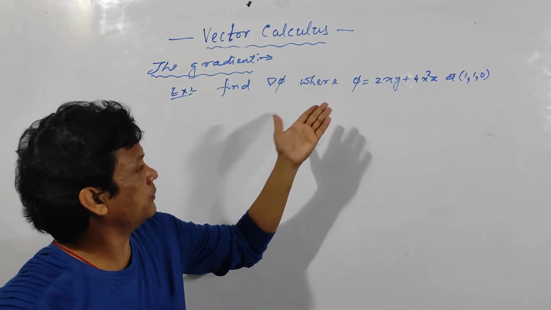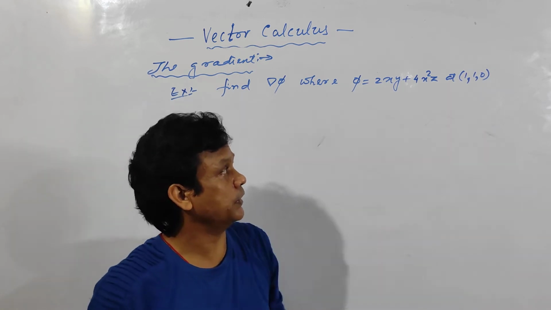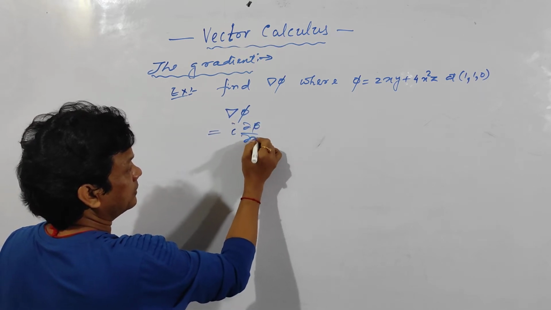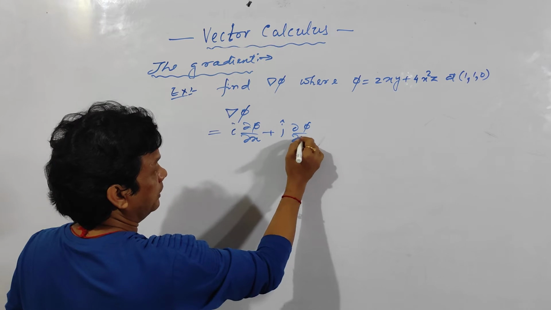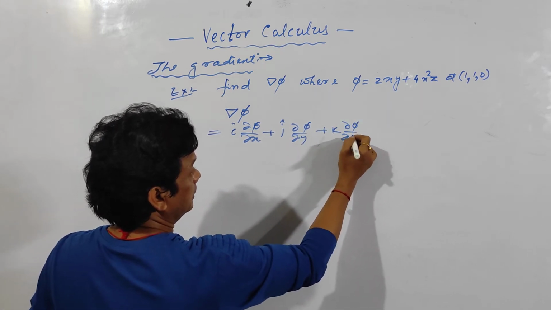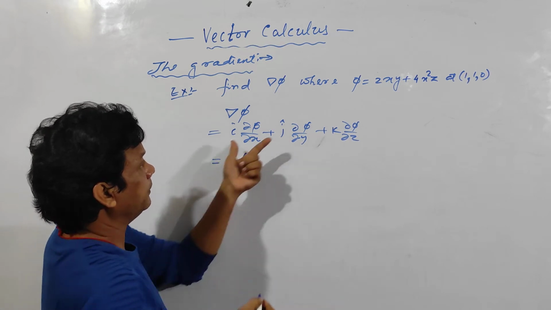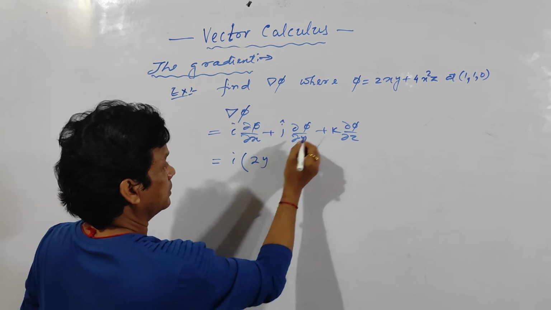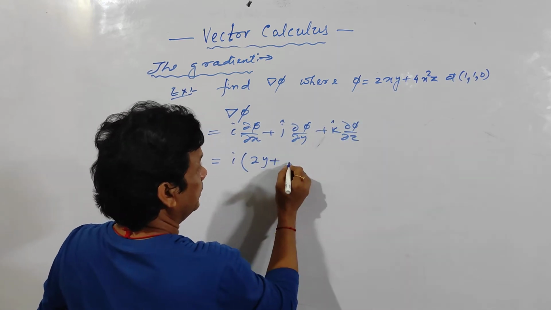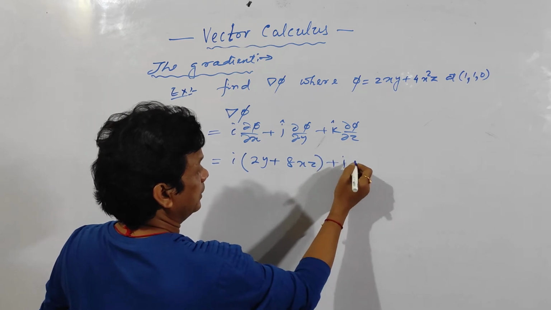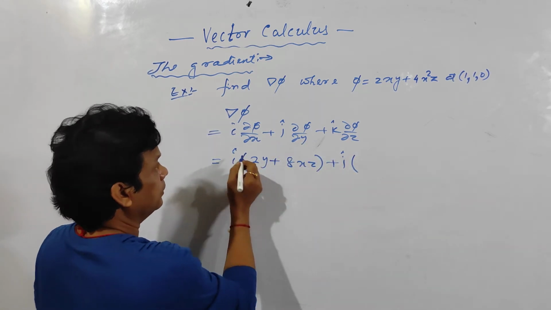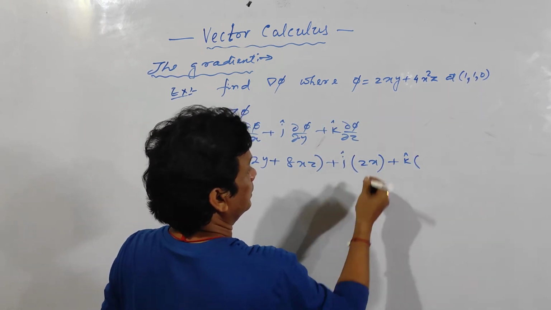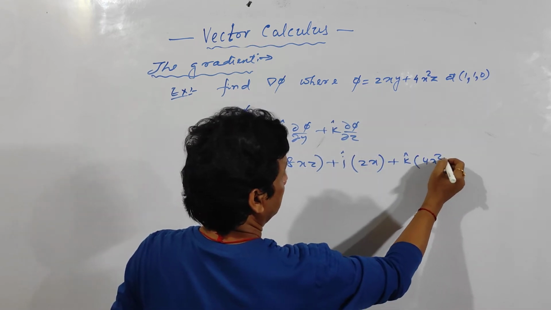So let us take an example. I am giving an example of how to find out the gradient of a function phi at a particular point. See here, what is the definition of grad phi? I del phi by del x plus j del phi by del y plus k del phi by del z. So it is an I. What is del phi by del x? Derivative of phi with respect to x, it is 2y plus 8xz plus z. With respect to y, it is 2x and this one is 0. And now with respect to z, this becomes 0 and this is 4x square.